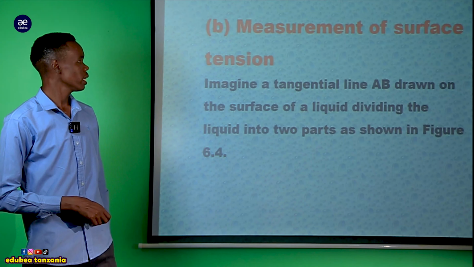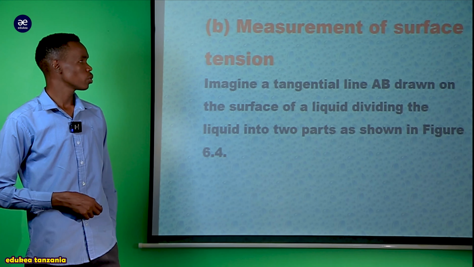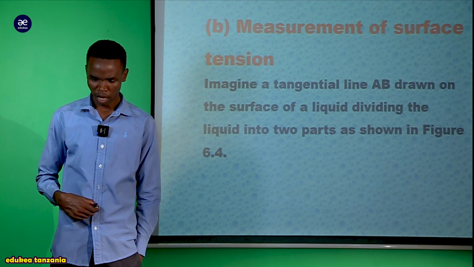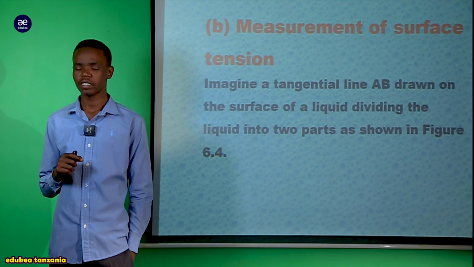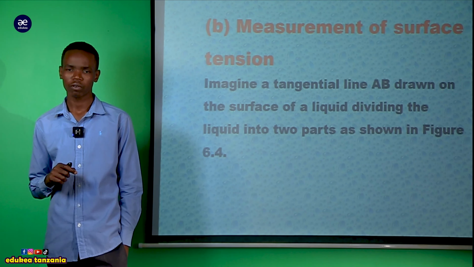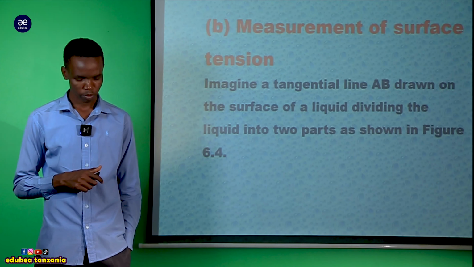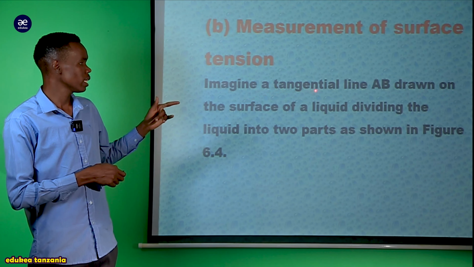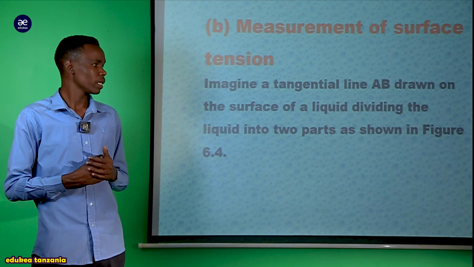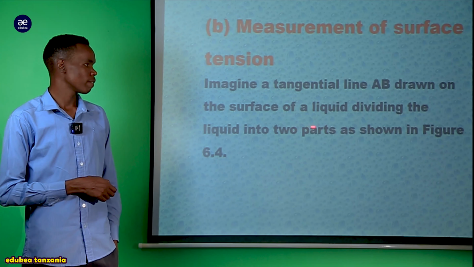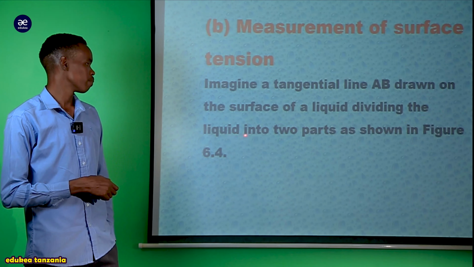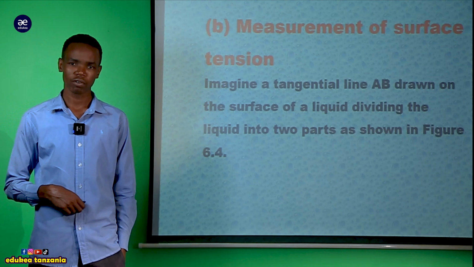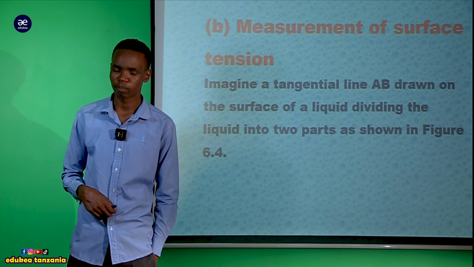In today's discussion, we are going to look at the measurement of surface tension. How can we measure the surface tension? That is what we are going to learn today. Imagine a tangential line AB drawn on the surface of the liquid, dividing the liquid into two parts, as shown in figure 6.4 of our topic here.